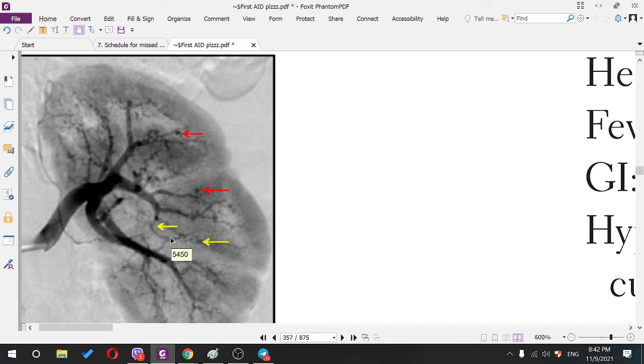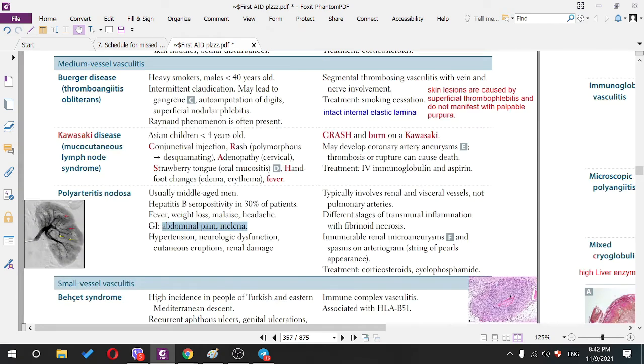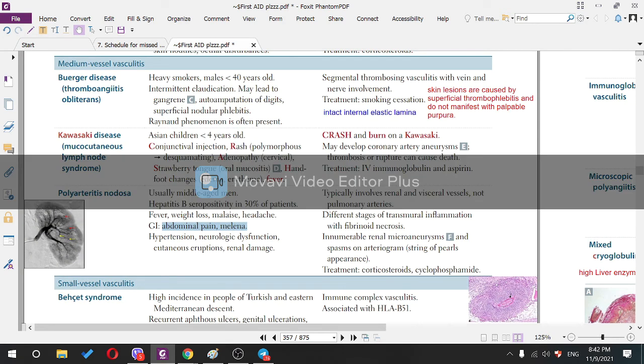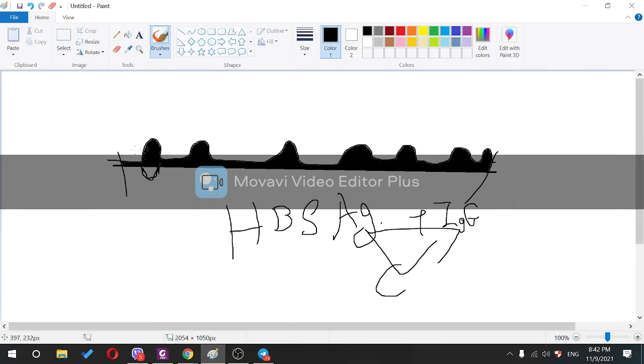We just saw something like this in Kawasaki, but the microaneurysms were not in the kidney. They were in the heart, okay? So you must know the cause. It's a transmural inflammation with fibrosis. You are like, okay, so why is it leading to an aneurysm? Look what happens, guys.